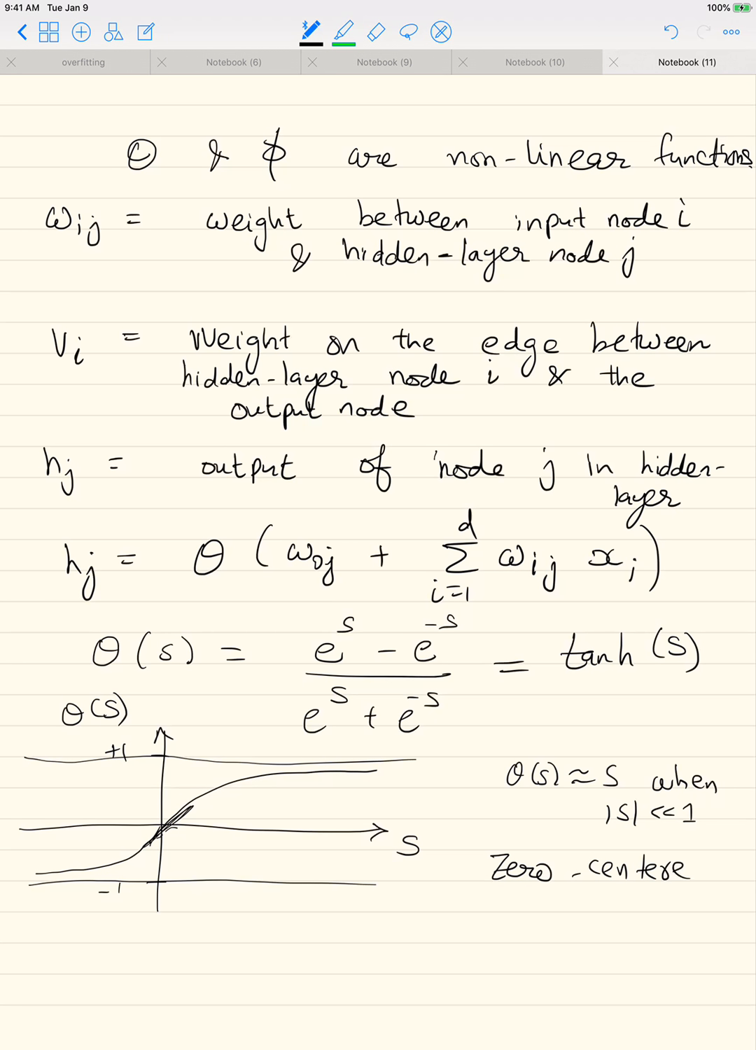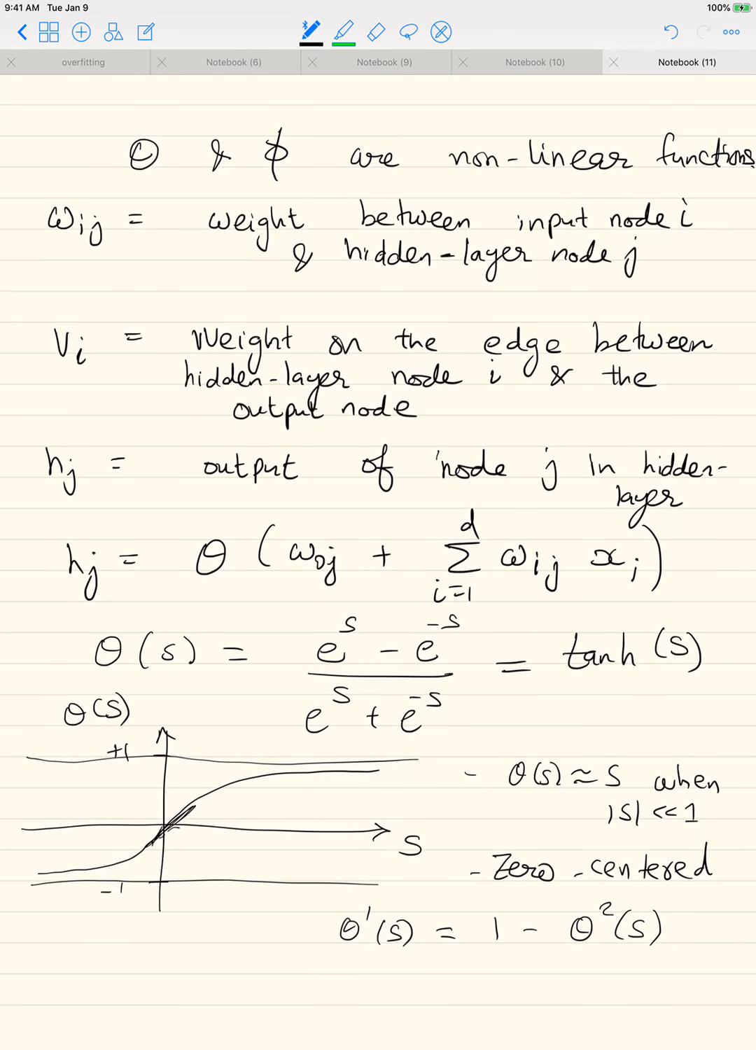So there is no bias introduced by this particular function, and this is advantageous so that negative values and positive values are treated equally. Also, its derivative is easy, it's differentiable everywhere, and the derivative can be just written like this. You can verify it. The derivative of theta with respect to s is 1 minus theta square of s. So those are the main advantages.